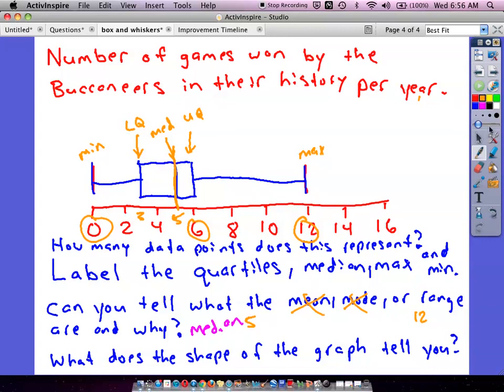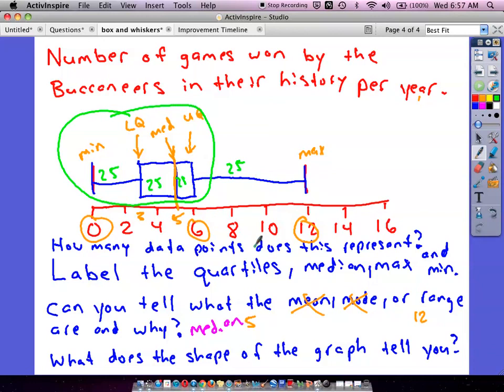And then the shape of this graph, well, if we think back, from here to here it's 25%, 25%, 25%, and 25%. So that means that 75% of the numbers are down here. 75% of the time, they won 6 or fewer games. So if you know anything about Buccaneers football, most of the time they stink. Only 25% of the time did they ever have more than 6 wins.